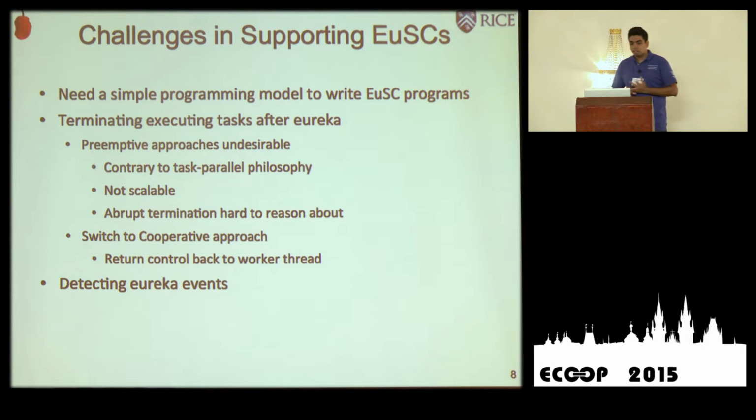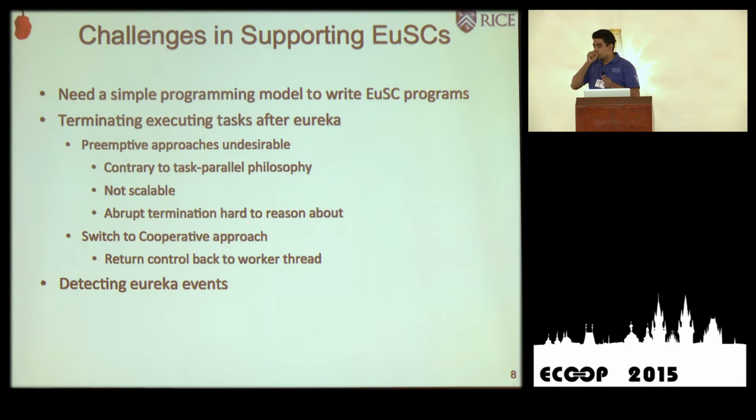Okay, so what most people used to do before the task parallel model became popular is use a preemptive approach to terminate these tasks. If you know that a current task has finished running and has found a result, the way to terminate the other tasks is to go ahead and terminate the worker threads that are executing these tasks. The pthread API has this method called cancel.